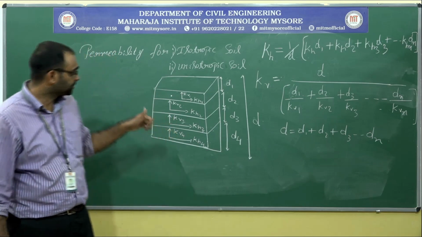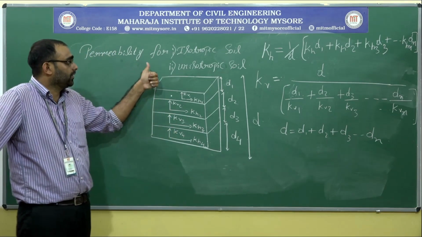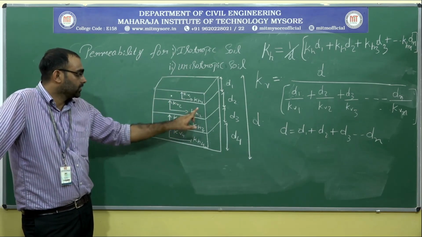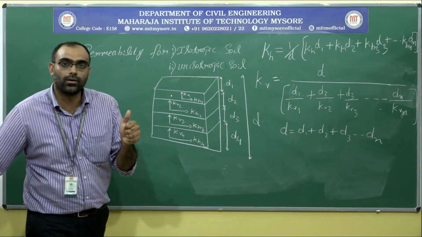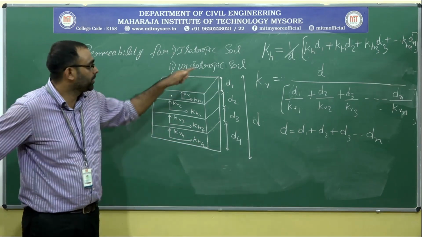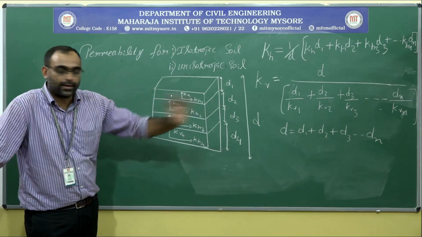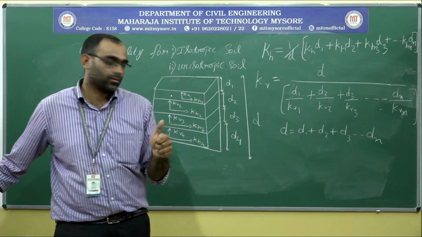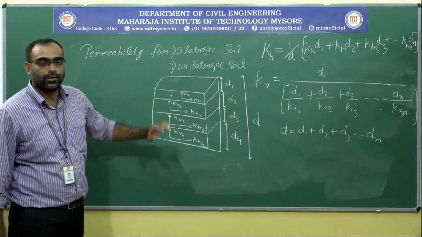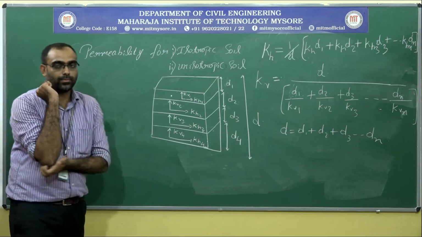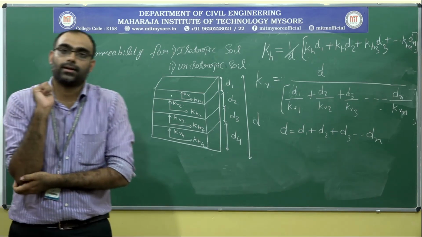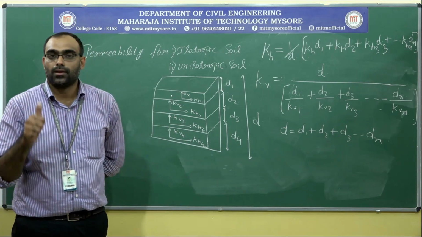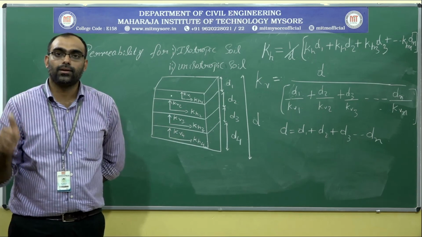The permeabilities of the anisotropic soil in the vertical direction. Similarly, KH1, KH2, KH3, KH4 are what? Permeability of the anisotropic soil in the horizontal direction. And these D1, D2, D3, D4 are what? The depths of the soil layers. This is about the permeability of isotropic and anisotropic soil layers. With this, we have completed the properties of the soil which can be measured.